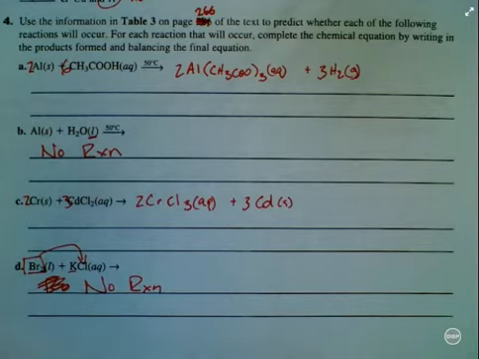It's simply not worth your time. You're going to be spending too much time doing things that you don't have to do. The activity series is a table that's intended for you to understand how to use the information it gives you, not simply to memorize that information.